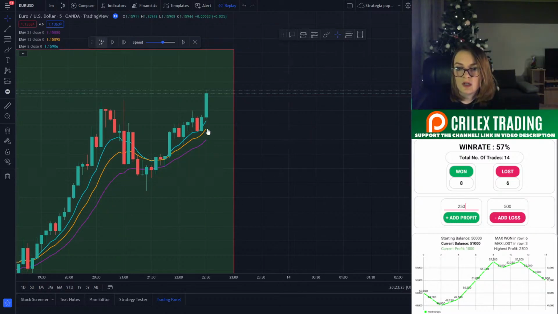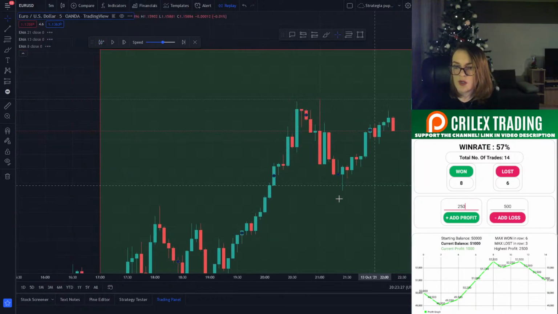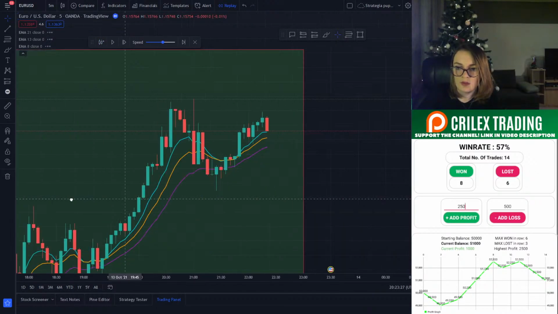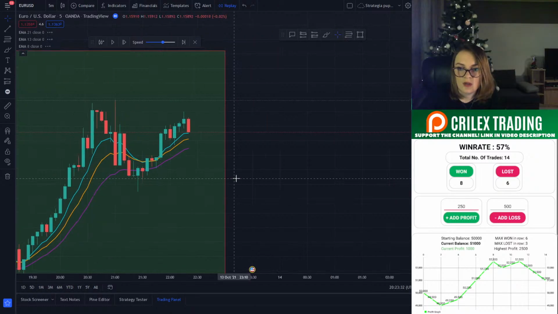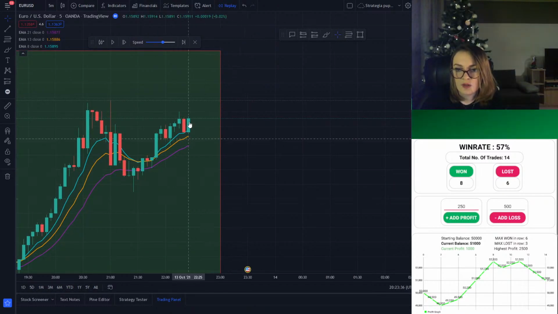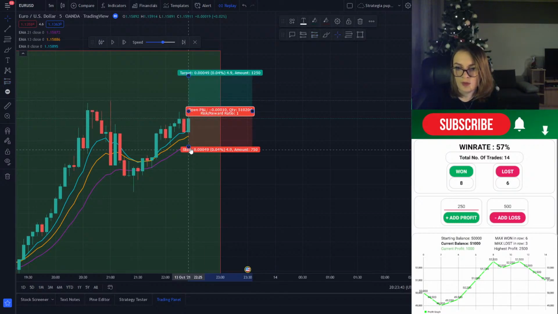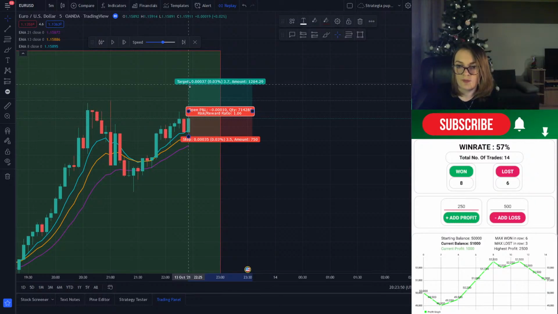Okay, let's see again the retouch of this candle, because if the retouch was made in real market, then we may get into this trade. So actually, yes, this candle made the retouch on the FTMO, so I'm going to place another long position here with the stop loss below the retouch and the 1-to-1 for the first target.